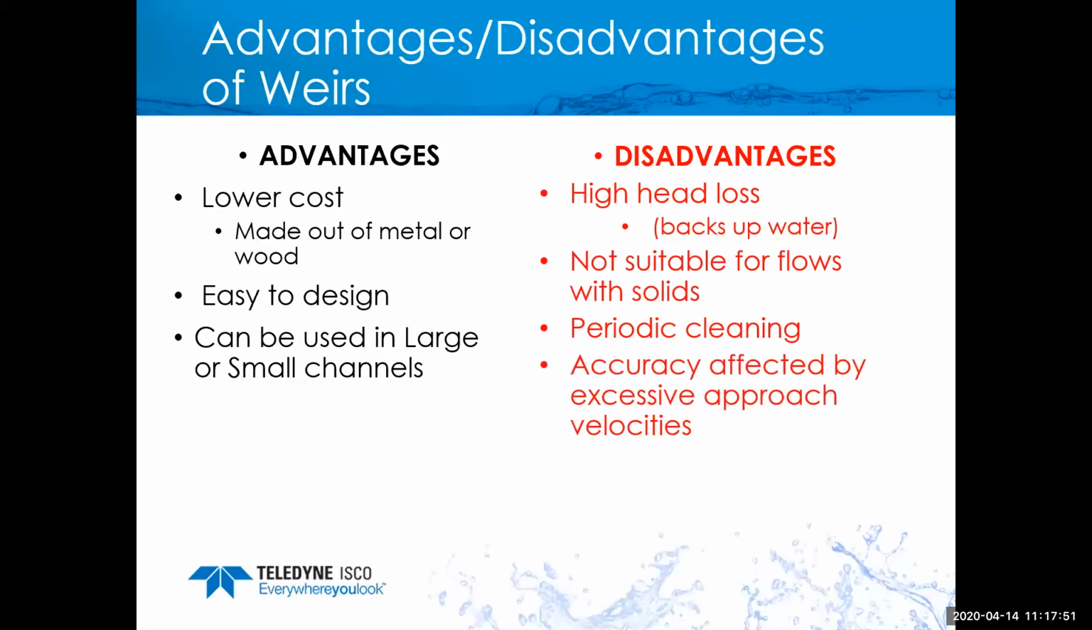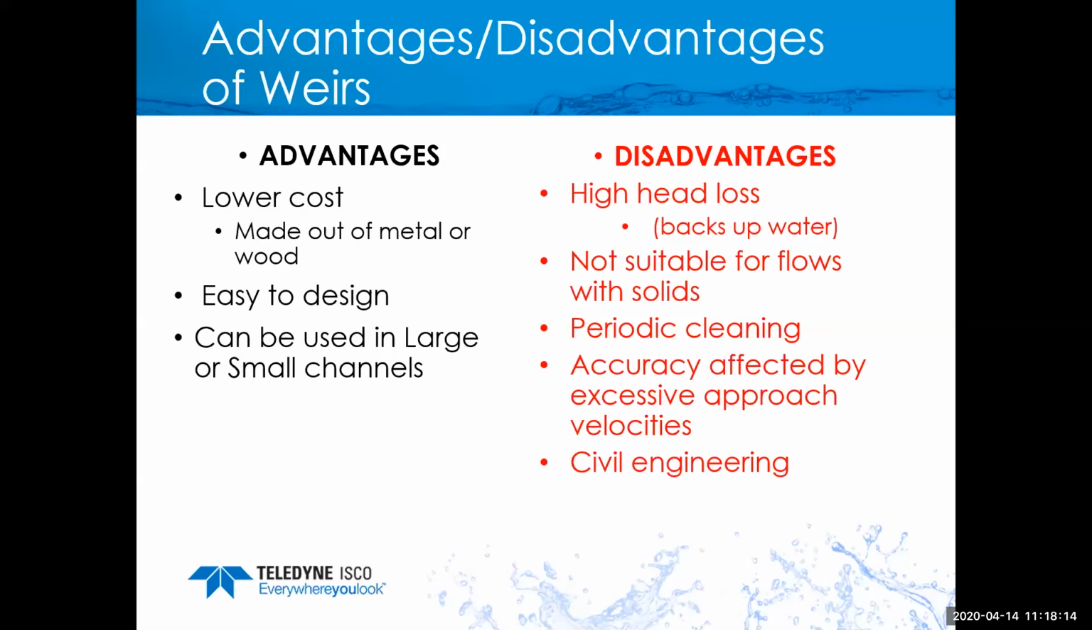The accuracy of a weir is going to be dependent on the approach velocities. If the water is moving too fast through there, it's going to go over the top of the weir too fast, which will then have an effect on how it reads the velocity.